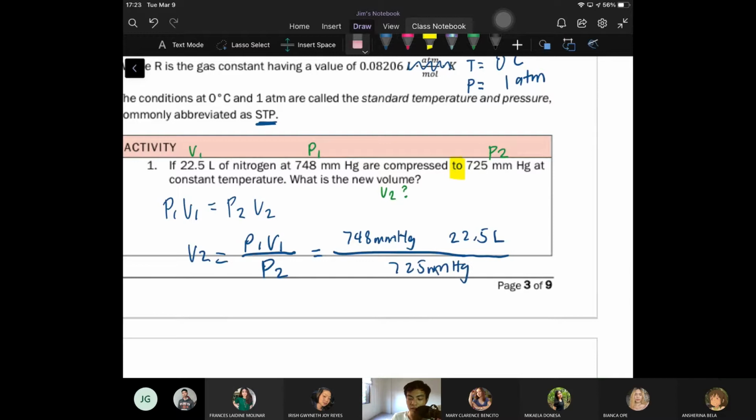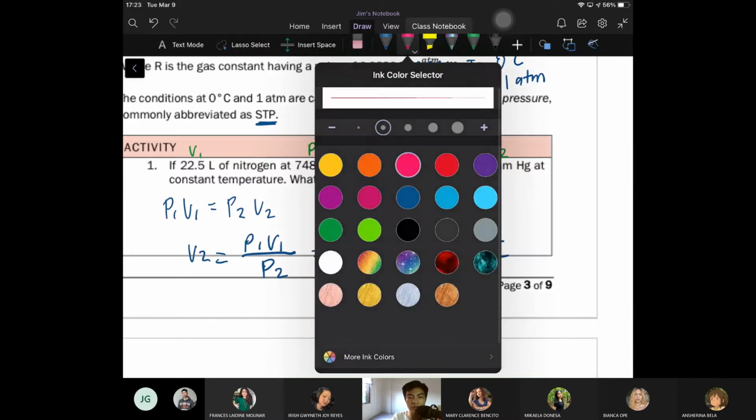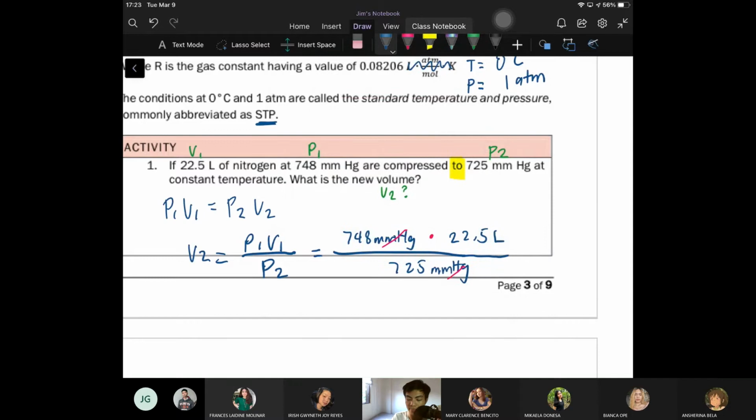Diba sabi ko sa inyo kanina that the standard pressure unit is atmosphere. However, if the units will cancel out, kahit wag mo na i-convert. Okay? So, pag nakita nyo sa equation, magka-cancel out din naman yung mmHg. Wag nyo na i-convert. Sayang yung effort. As you can see here, millimeter mercury will cancel out. So, there is no need to convert the pressure.